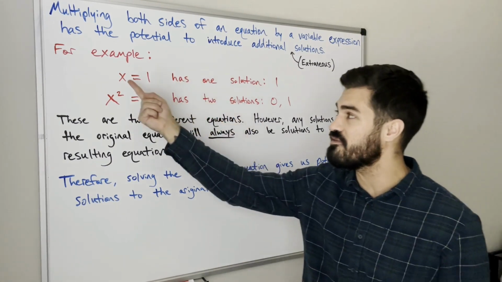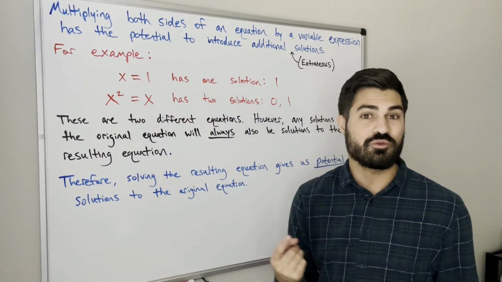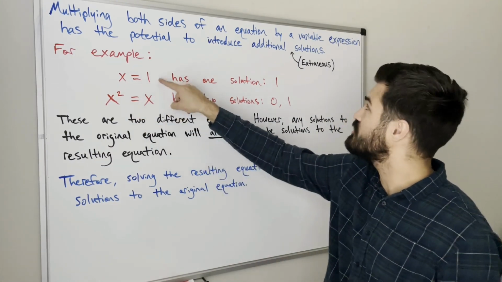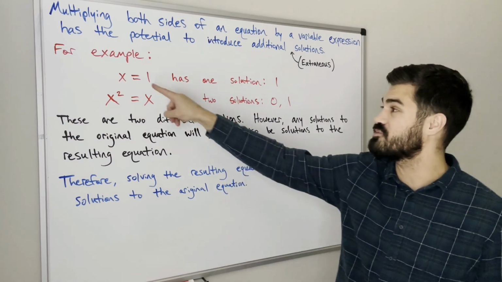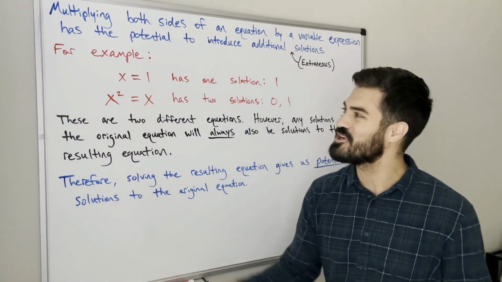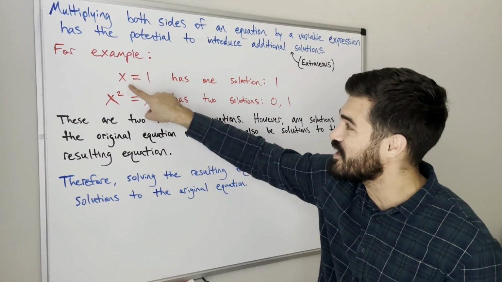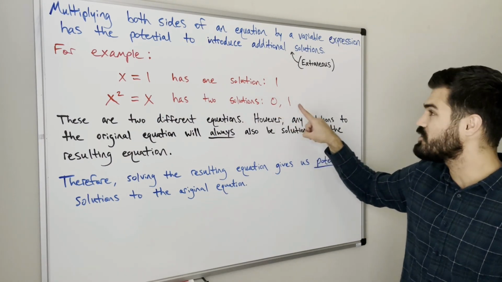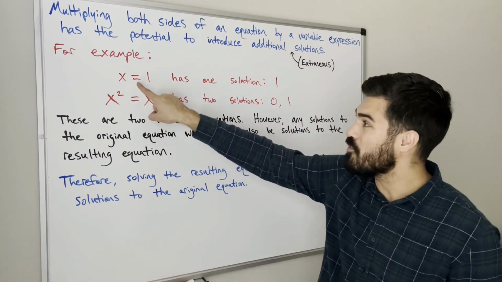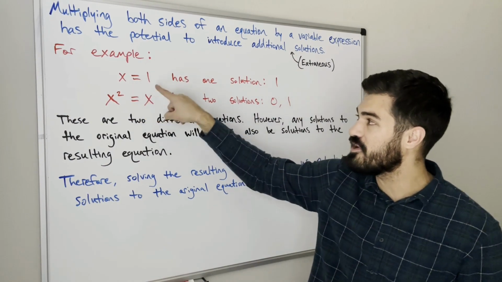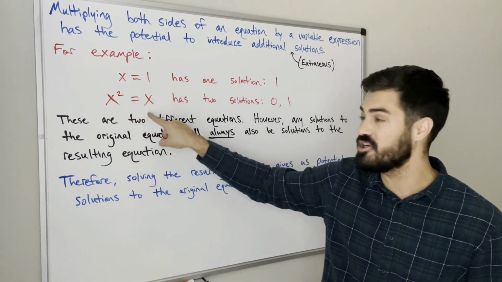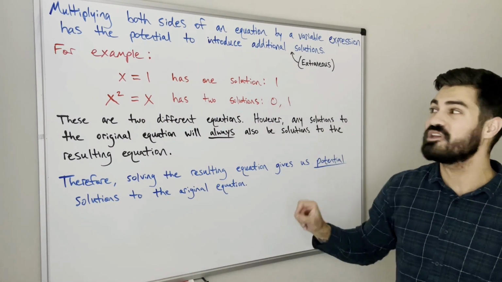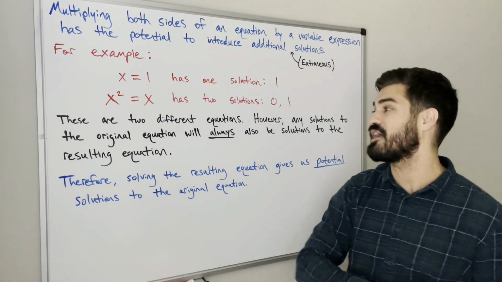So here's an example. We have this very simple equation, x equals 1, which has one solution, 1, right? When we multiply both sides of this equation by a variable expression, the simplest variable expression there is, just x, we get x squared equals x, which has two solutions, 0 and 1. So what we did is, by multiplying both sides of this equation by a variable expression, we produced a new equation with a different solution set, okay? This potentially can happen whenever we're clearing out these fractions.